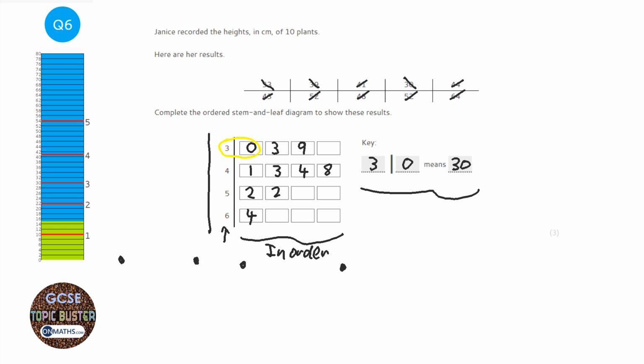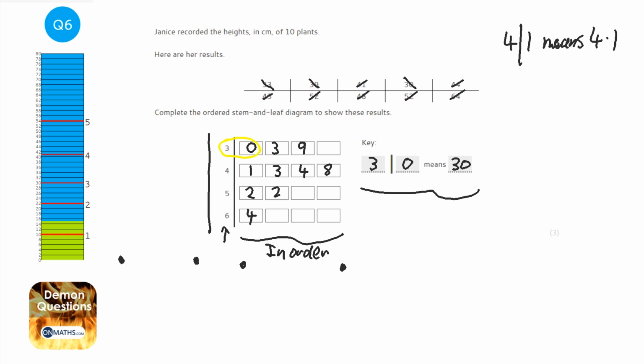Now you might ask, why do we need that? Because it's always going to be 30. Well, not quite, because you can get ones that are 4 line 1 means 4.1, which is why these ones here aren't always going to be tens. Sometimes those will be units and you'll be writing down the decimals. So just look out for that.